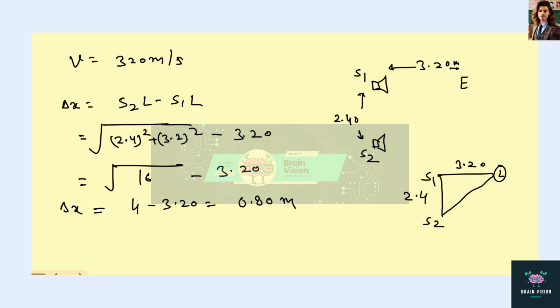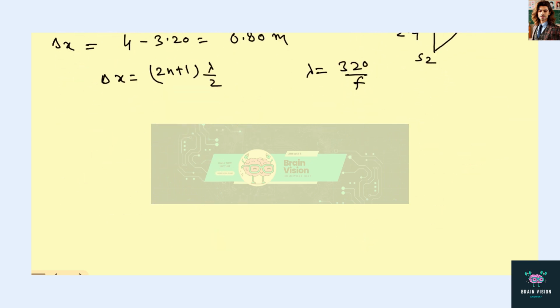Now we have to find out the frequency. We have to find the frequency in the audible range, so there should be a destructive interference. For that, the path difference will be 2n plus 1 multiplied by lambda by 2. And the wavelength is velocity by frequency, so lambda is 320 divided by frequency f. So we can put the values here.